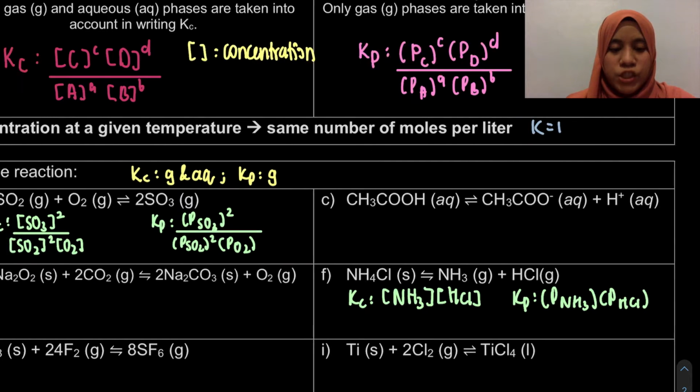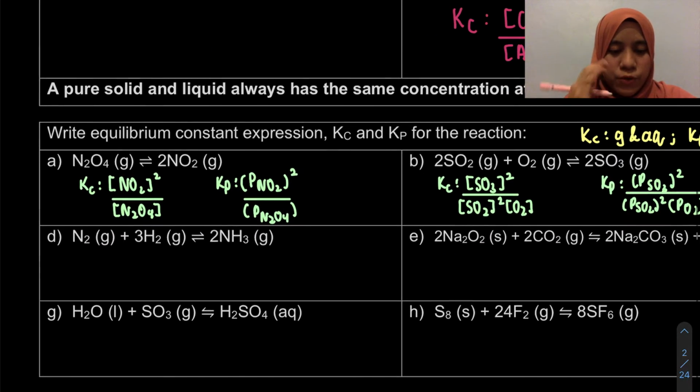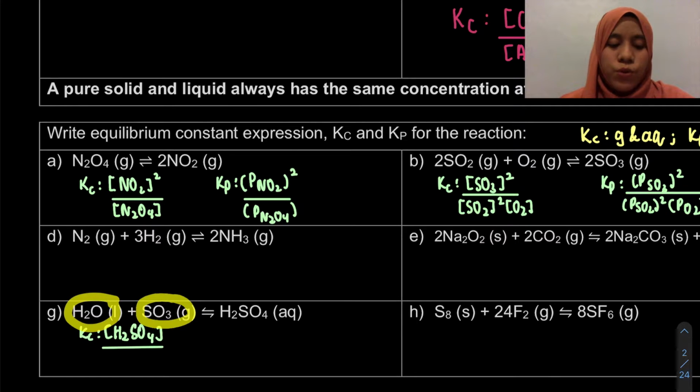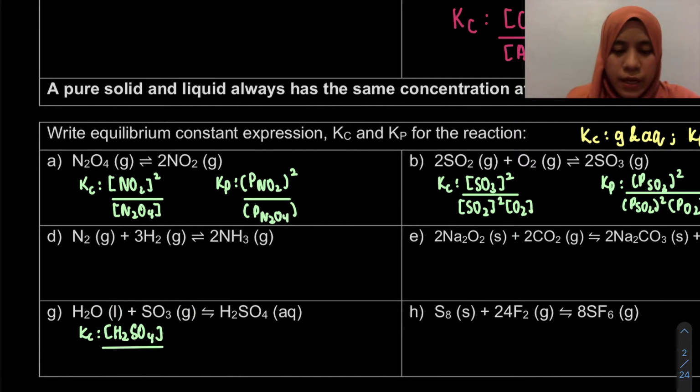Next is example G. Okay, example G has no solid. We have liquid, gas and aqueous. So for Kc, remember we want gas and aqueous. So for our Kc, the product is aqueous, so it is included, but for our reactants we have two. Here is our liquid, and here is our SO3 gas. So we don't have to include the liquid. We just write SO3. Again, the liquid H2O is actually 1, so you don't have to write it down. So that is for Kc.